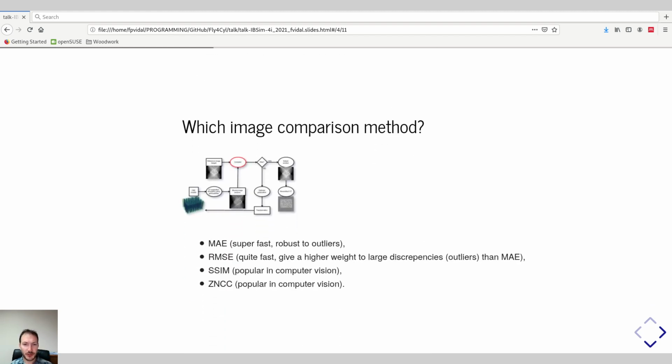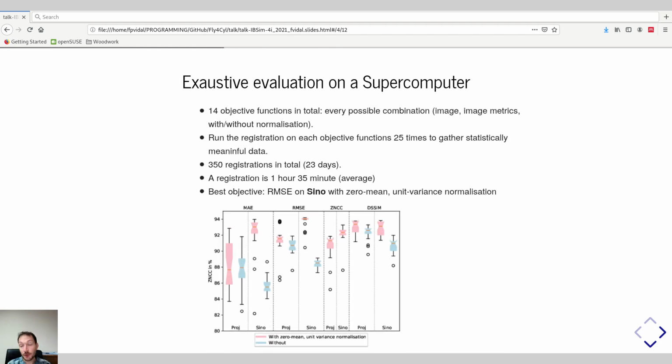And we consider 4 different comparison methods: MAE, which is super fast and robust to outliers; RMSE, which is relatively fast, almost as fast, but gives a higher weight to discrepancies than MAE; SSIM and ZNCC as well, because they're popular in computer vision and have different properties. In total, we had 14 different objective functions, with different metrics, normalization, non-normalization, and depending on the data we use.